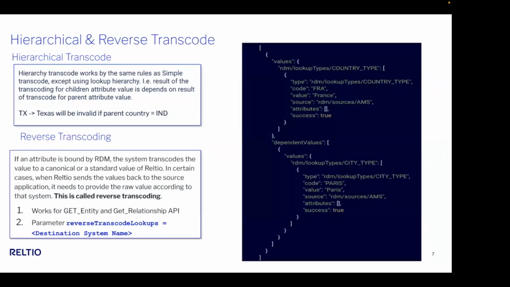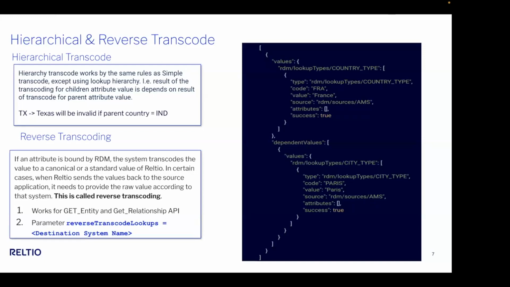Now, if I move forward a little bit, we talked about simple transcode, but there are other variations of transcode also. Two major ones are hierarchical and reverse transcode. So what is hierarchical transcode? It's the same thing as a simple transcode, but here you have a lookup hierarchy or dependent lookup, whatever you may call it. Country and state is the most popular example of it. You are doing a standard simple transcode mapping, but here you have defined a parent, and it checks whether the incoming data has a valid parent.